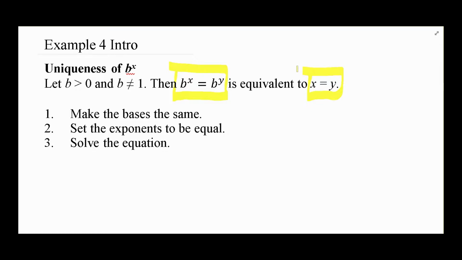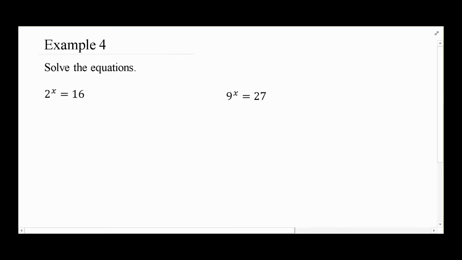This allows me to solve some exponential equations by saying if I can make the bases the same, then the exponents must be equal too, and then I can solve the equation of the exponents being equal. So let's look at an example of how we could use this to solve some equations. So we're going to start relatively simple and build ourselves up to some pretty cool equations that we can actually solve using this uniqueness of the exponential.